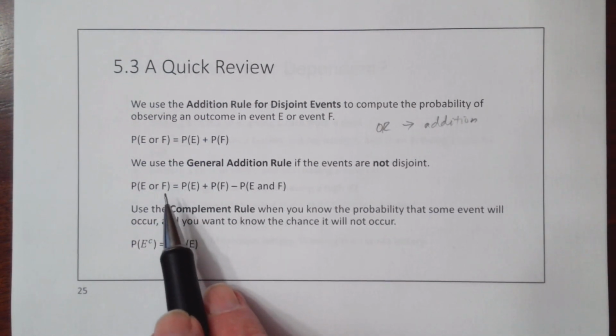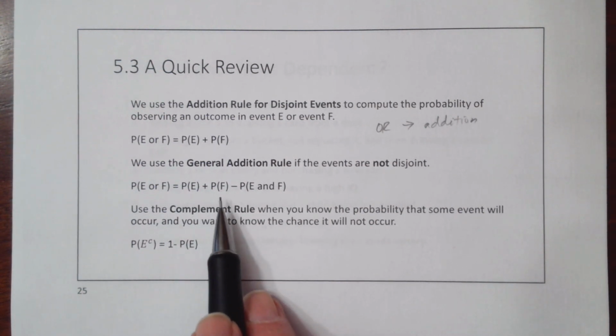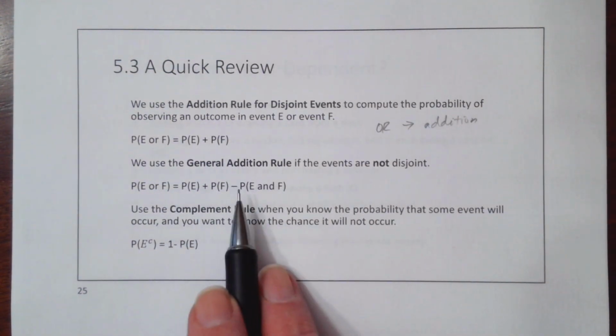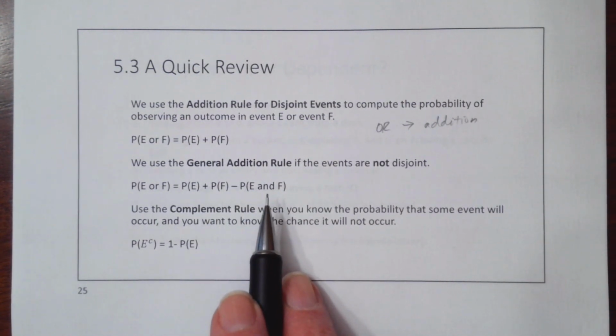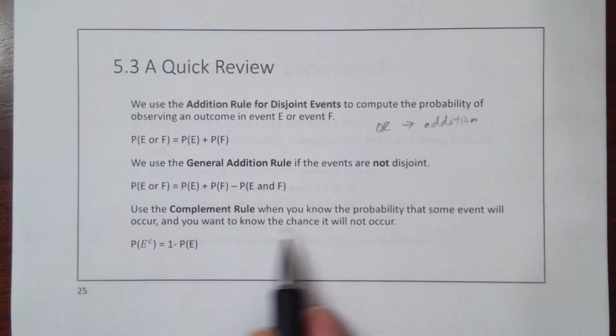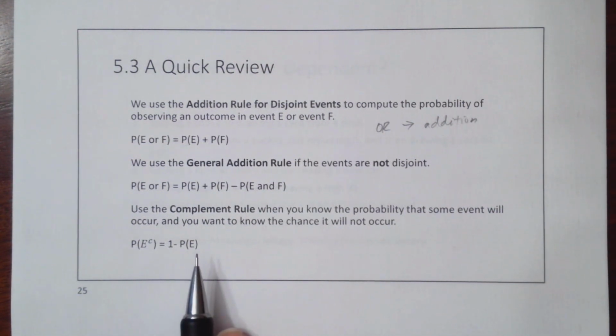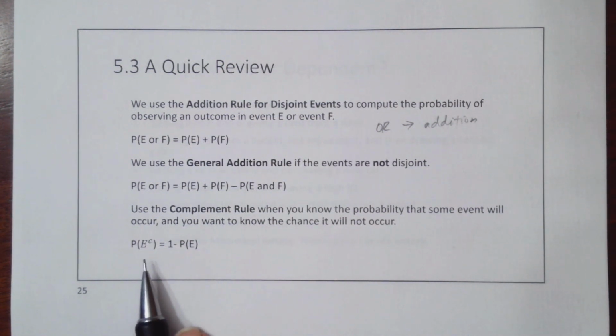Now, if they're not disjoint, then we use the general addition rule. And so that's P of E plus P of F, the same as above, but minus the probability of E and F. And then finally, the last rule we discussed in section 5.2 was the complement rule. When you know the probability that some event will occur, and you want to know the chance that it will not occur, the probability of the complement of E is 1 minus the probability of E. Okay, so let's go ahead and move on.